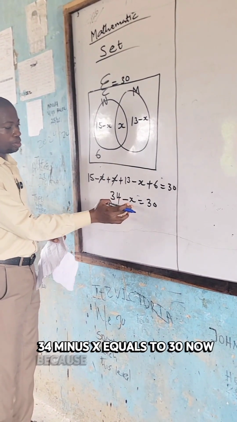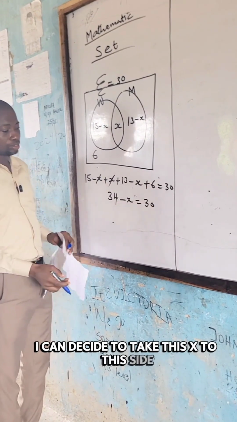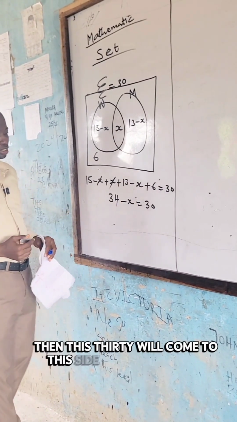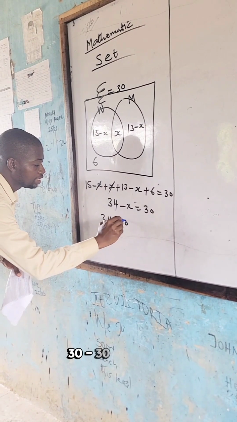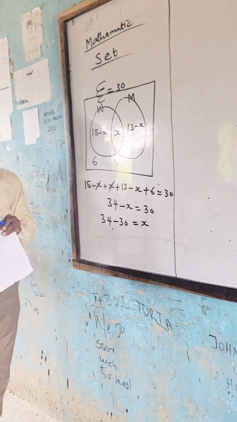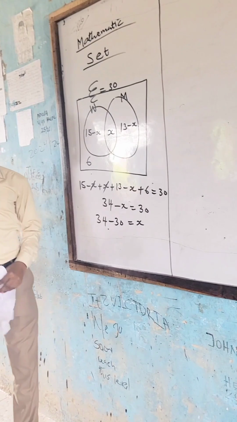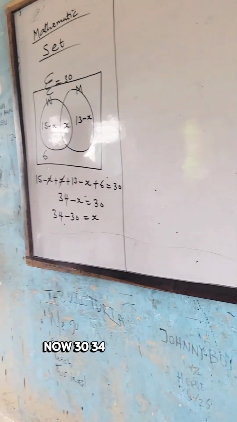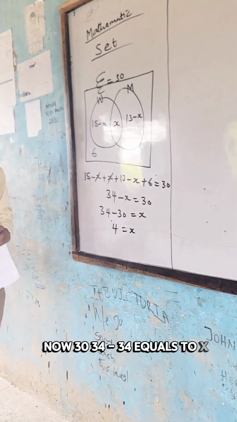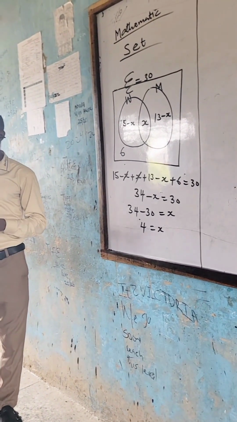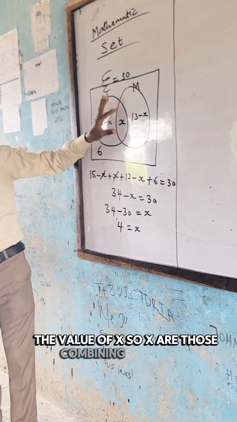Now, because this X is a negative X, I can decide to take this X to this side. Then this 30 will come to this side. So we have 34 minus 30 equals X. So I believe you all understood how we get positive X. Now 34 minus 30, 4 equals X.